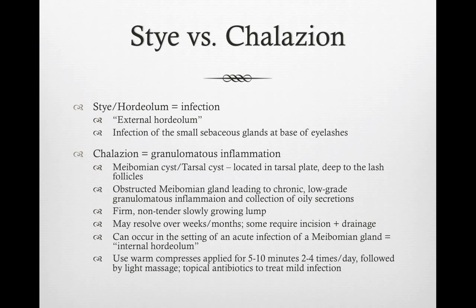So usually it presents as a firm, non-tender, slowly growing lump, which may resolve over weeks or months. Some require incision and drainage if that doesn't occur, and they can sometimes become infected, which is then referred to as an internal hordeolum. So the treatment of both of these things is warm compresses applied for 5 to 10 minutes up to 4 times a day, followed by light massage, and you can use topical antibiotics if there is a mild infection going on.